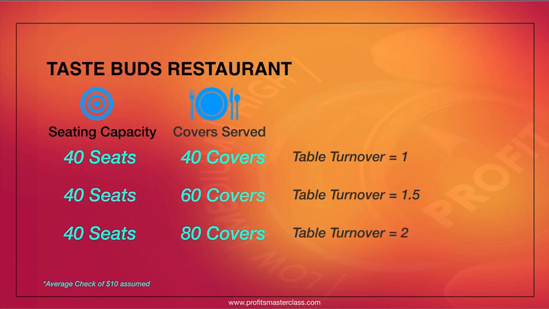Let us assume an average check of $10 here and calculate revenues. Clearly, the higher the table turnover, the higher the revenues for the Taste Buds restaurant. Note that higher revenues are achieved with the same seating capacity. This is the power of table turnover.